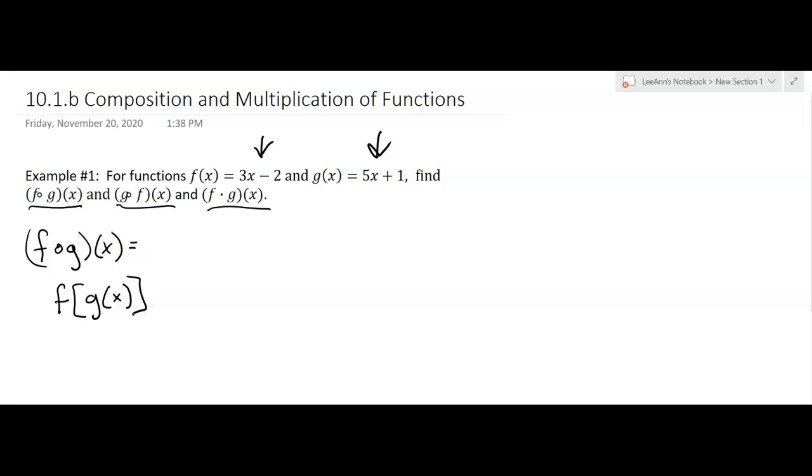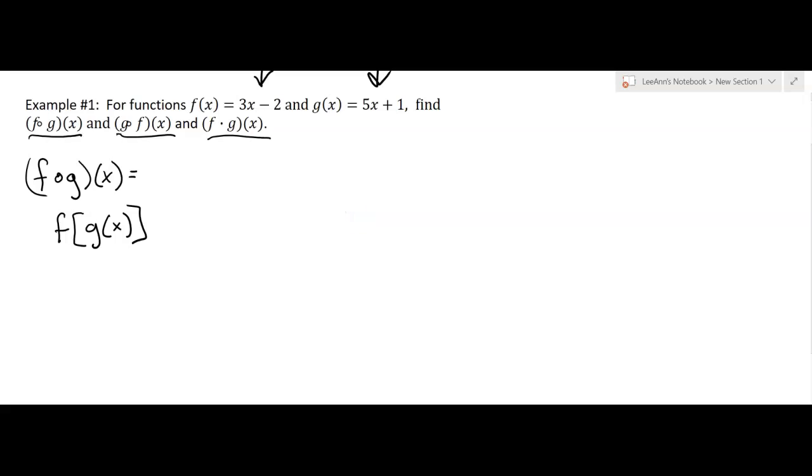Okay? But we know what g of x is. G of x is right there. So I'm going to replace g of x with what it equals. Then I have f of 5x plus 1. Okay? So I'm replacing g of x with what g of x equals. G of x equals 5x plus 1. All right. Now I have to find f of 5x plus 1.